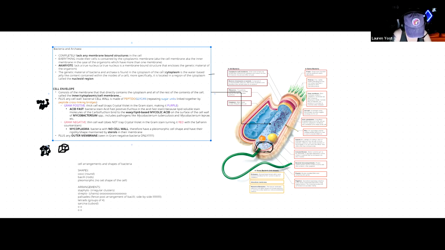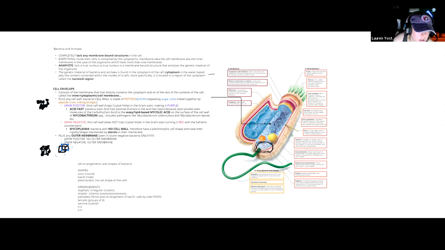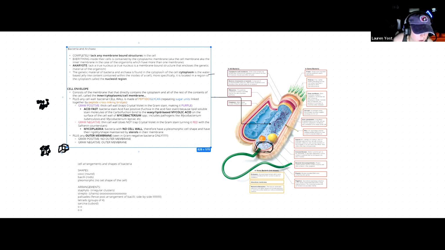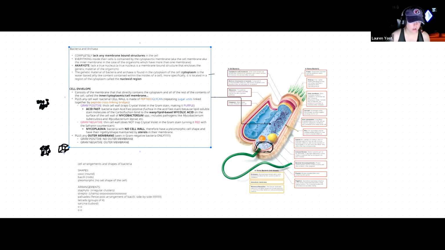So gram positive, no outer membrane. I'm just putting this in here so that we don't have any question about that. There's no outer membrane in a gram positive. In a gram negative, we do have an outer membrane. There's more information about it than just that, though. So gram negatives, they do have an outer membrane.